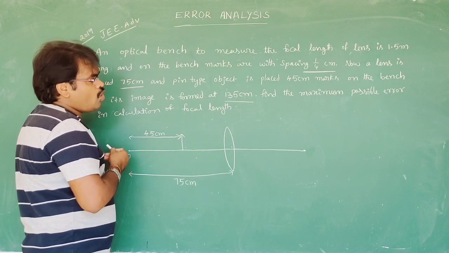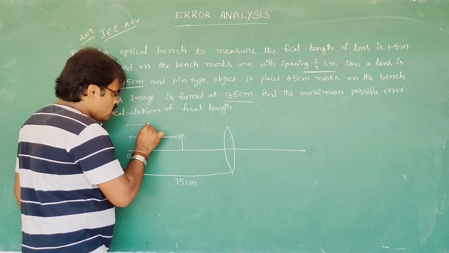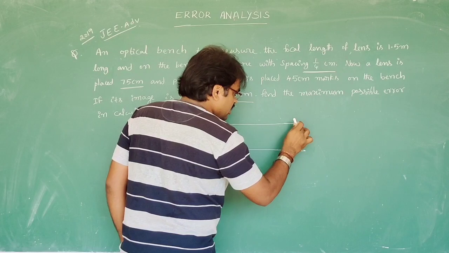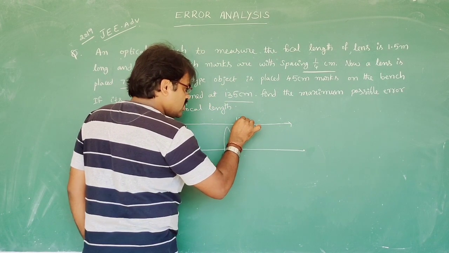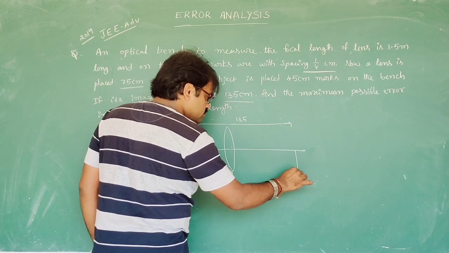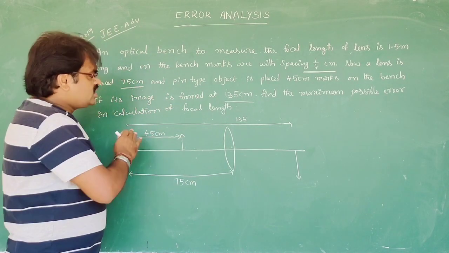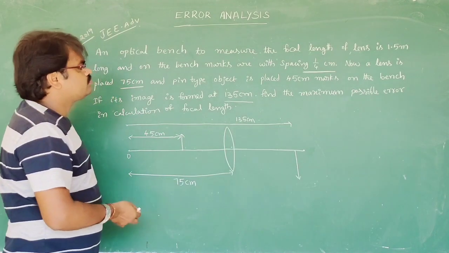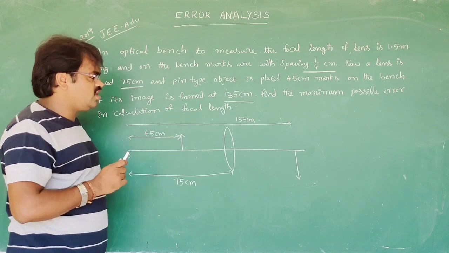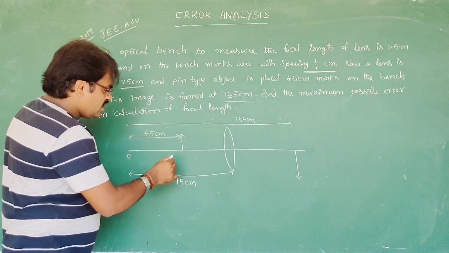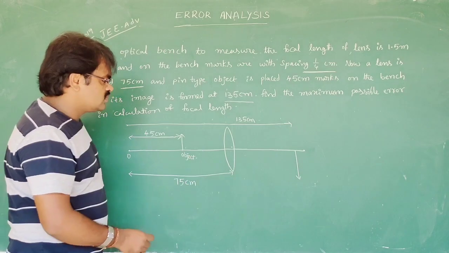And its image is formed at 135 centimeter. Image is formed here, at 135 centimeter. Here the image is formed by the lens, that's why it is an inverted image. Find the maximum possible error in calculation of the focal length. See, this is the object, and this is the image.